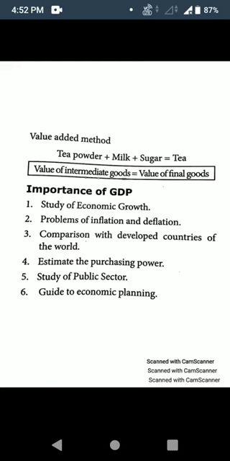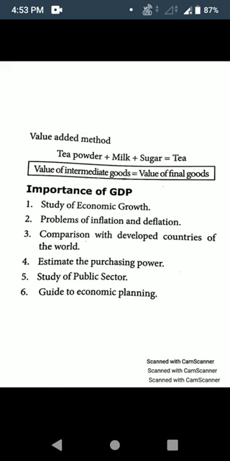Are you clear? Next one, problems of inflation and deflation. What do you mean by inflation? Price rise. Deflation, reduction in price. Okay. So with the help of this GDP, we can solve the problem of inflation and deflation. It will be useful to know this. With the help of GDP only, we can see this inflation and deflation.